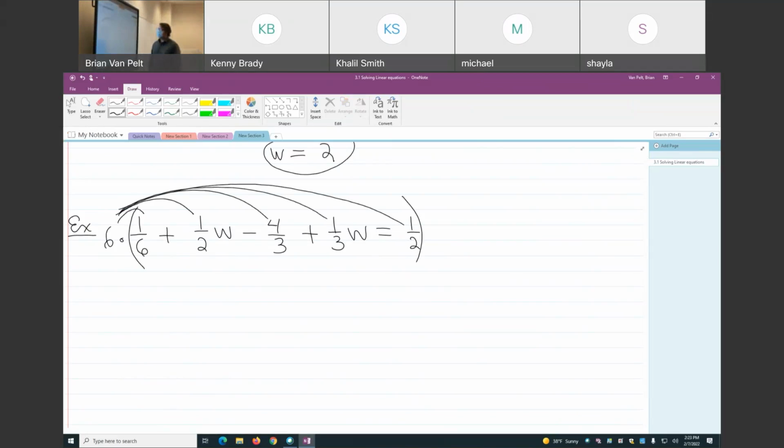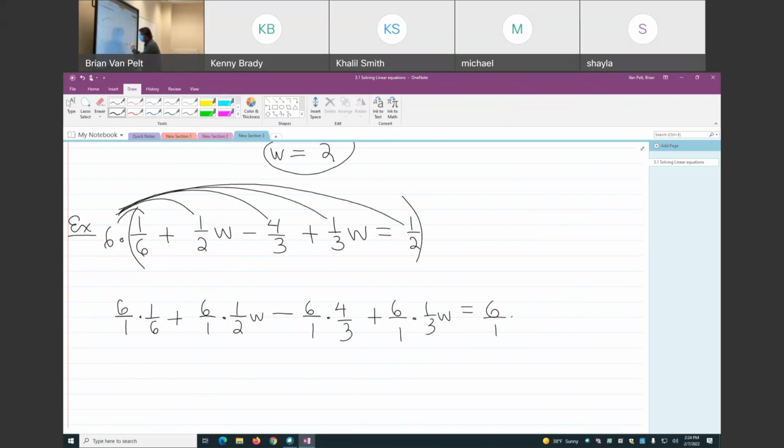Distributed. The way it works then, when I go 6 times 1/6, I have 6/1 times 1/6 plus 6/1 times 1/2W minus 6/1 times 4/3 plus 6/1 times 1/3W equals 6/1 times 1/2. So this is the post-distributed look.